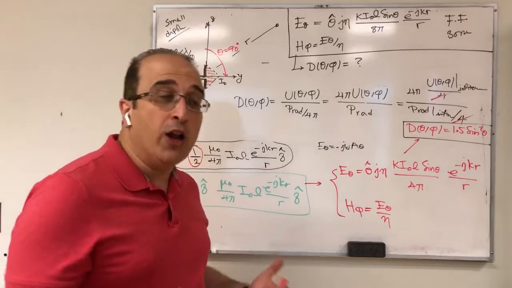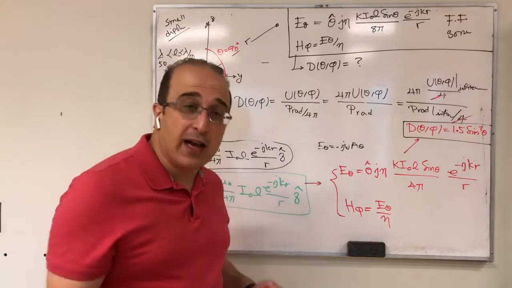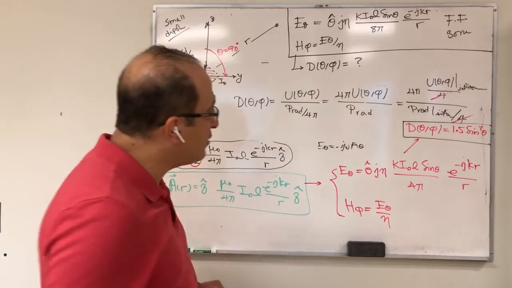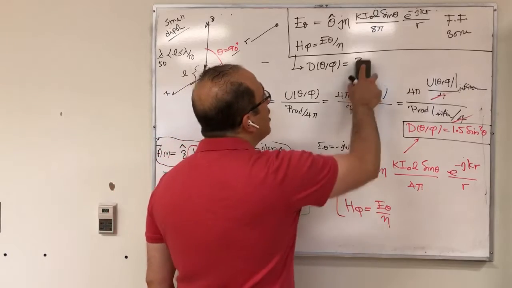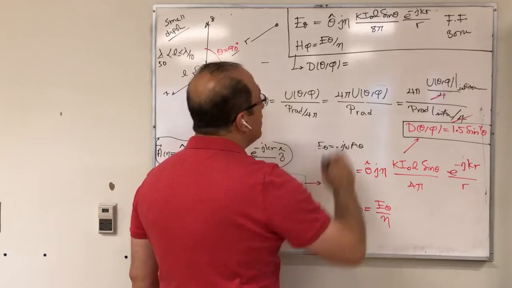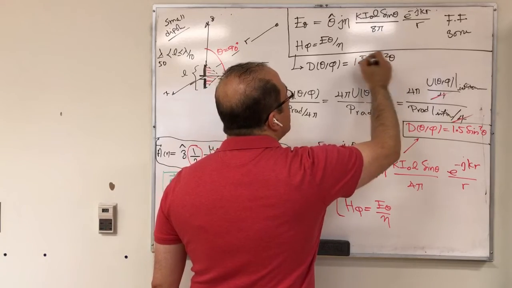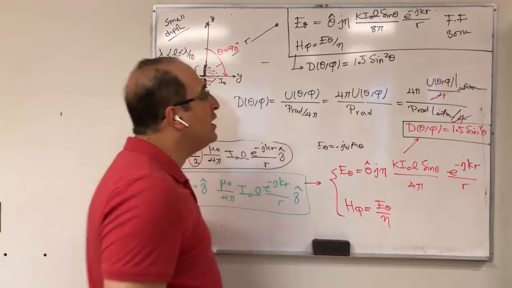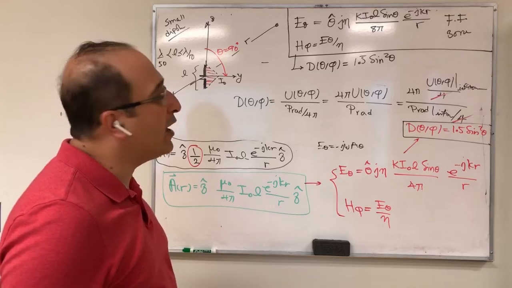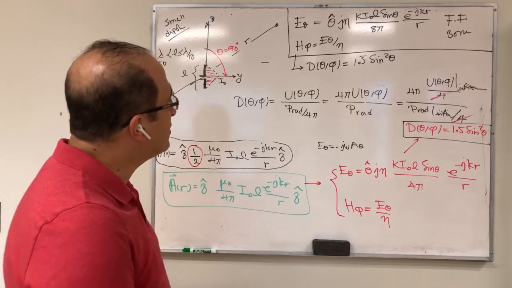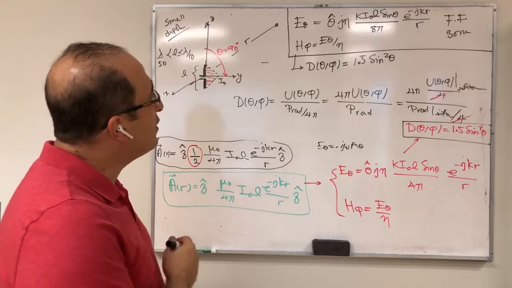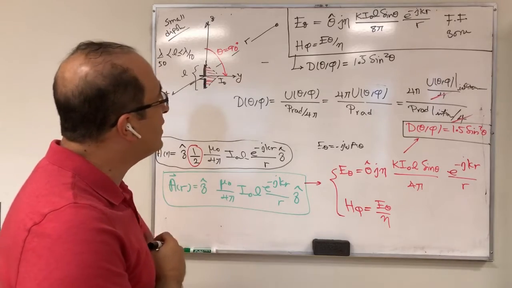But I thought I'll do it this way for you, and then you can calculate it for yourself and confirm this result. This is going to also be 1.5 sine squared theta. This is going to be the same thing. So I have the same directivity as well. So that's another thing to keep in mind for this antenna.